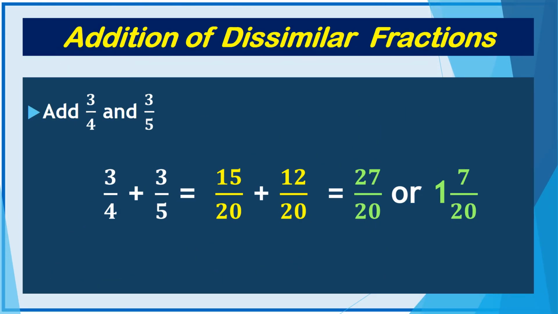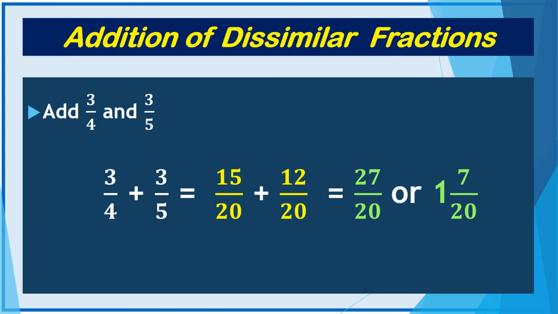How do you add dissimilar fractions? Example, 3/4 plus 3/5. First rule, change them to similar fractions. How? Find the LCD. So the LCD is 20. 20 divided by 4 is equal to 5, times 3 equals 15. So you have here 15 over 20. 20 divided by 5 equals 4, times 3 equals 12.